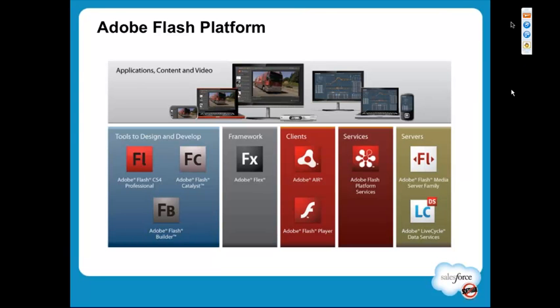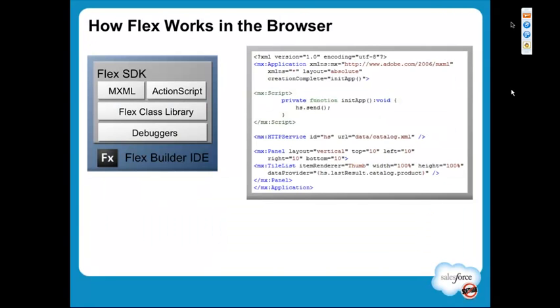So let's talk a little bit more about how Flex actually works. With Flex, we have two different programming languages that developers use to build applications. The primary language of Flex is called ActionScript. Despite its name, ActionScript is actually a real object-oriented language, very much like Java or C#. It includes the ability to have real classes, extend other classes, implement interfaces, and all the typical things you'd expect from a modern object-oriented language. So that's the core language, and we'll see some of that code in a little bit.